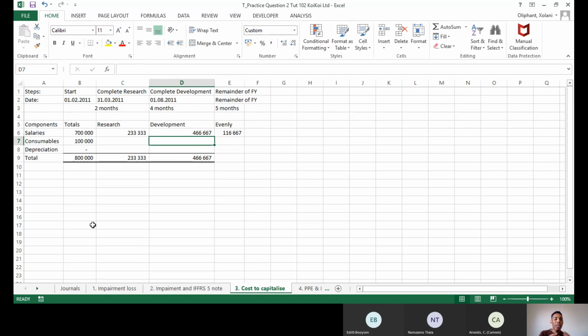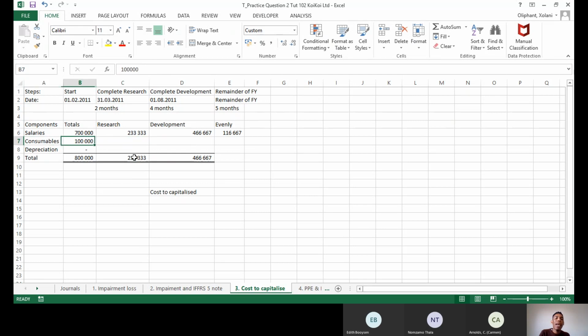development phase, right? Because remember, the aim of the question here is that we want to see how much should be capitalized, so the cost to capitalize. This is the part that you want. But now I'm doing this part for you just in case in another question they ask you to do that part. So I want you to see the complete picture, right?